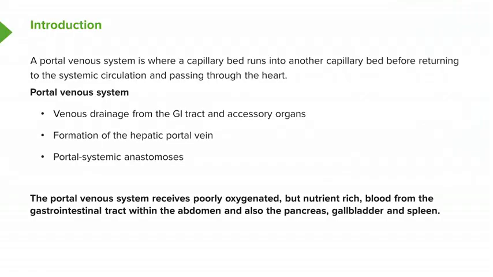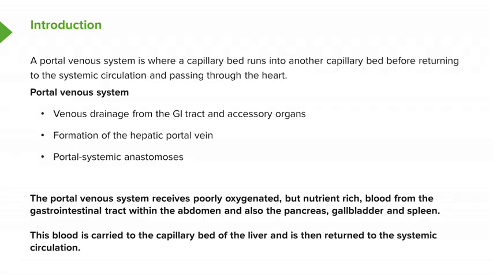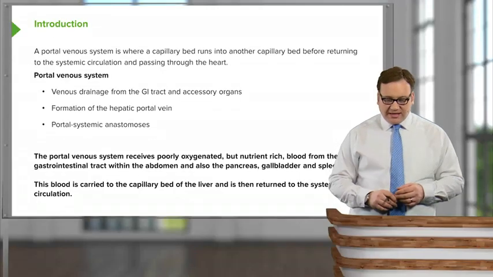So the portal venous system receives poorly oxygenated blood. It's nutrient-rich blood because it's passed through the GI tract, but the oxygen's been used up by those tissues to actually absorb the nutrients. And blood from the gastrointestinal tract within the abdomen and the pancreas and gallbladder and spleen passes to the liver. It's carried to the capillary beds of the liver, and then subsequently it's returned to the systemic circulation. So let's have a look.